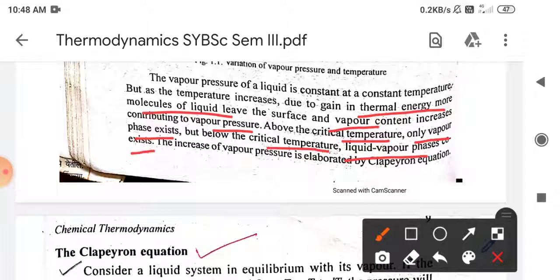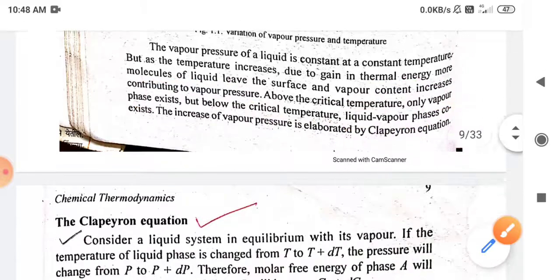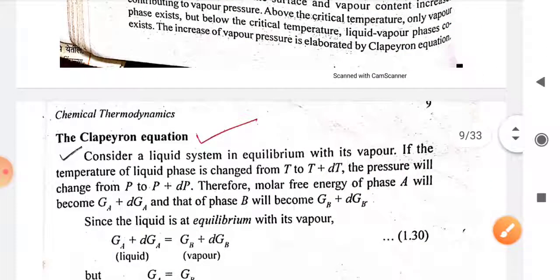The increase in the vapor pressure with respect to temperature can best be elaborated by using the next important equation, that is the Clapeyron equation. There are two important equations, the Clapeyron equation and another one, the Clapeyron-Clausius equation. These two equations are quite important, so we'll see them in the next lecture.